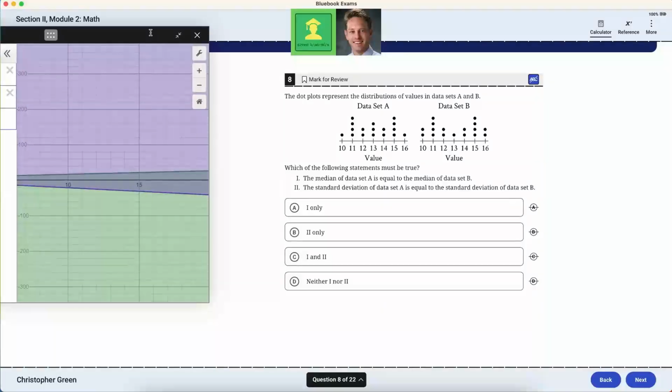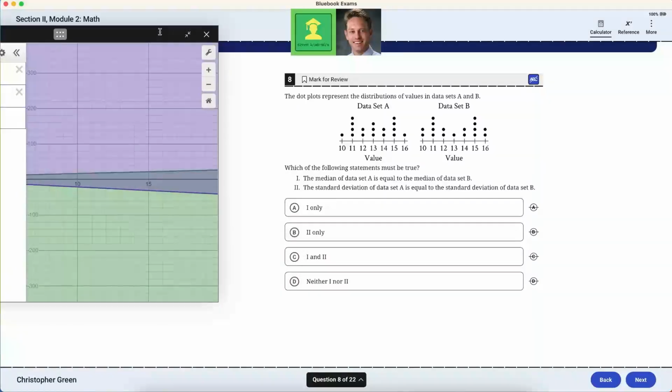It's asking about median and standard deviation. This is kind of a conceptual question, so just glancing at them, you can tell that both of the data sets are symmetric. They both obviously are symmetric about 13, because it's a perfect reflection to the left and the right of 13. So no matter what the numbers are, if it's symmetric about 13, then they both have median 13. So you know that number 1 is true.